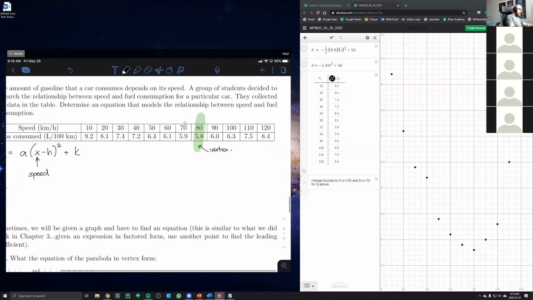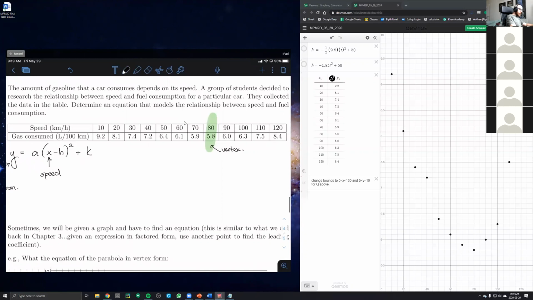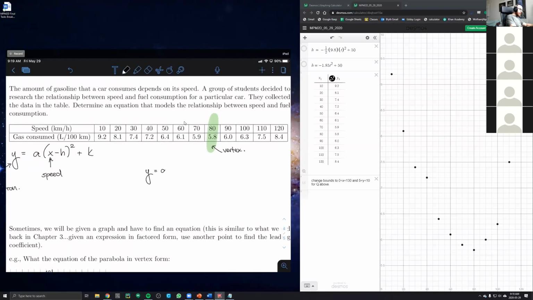Okay. And the way that I'm going to express that in my equation is y is equal to a. I don't know what a is. A is going to be an unknown for me right now, but I'll try to find it. And then (x minus 80) squared plus 5.8. And that will be the start of my expression in vertex form. So I just took my vertex and plugged it into my h and k values.